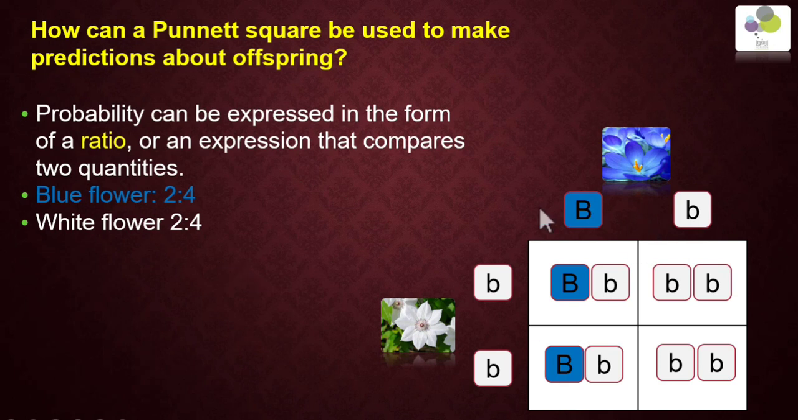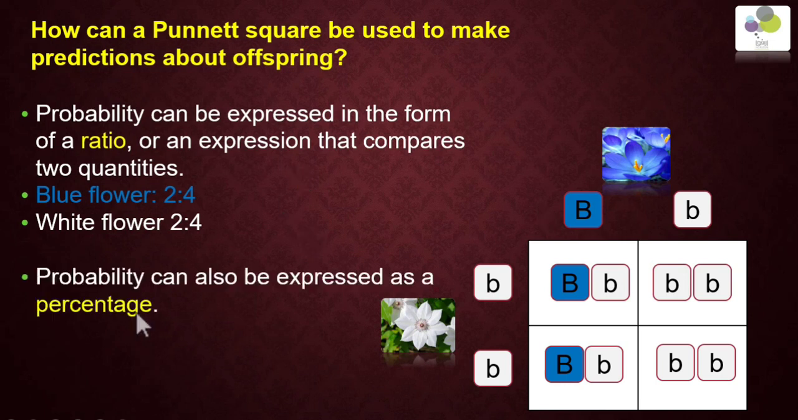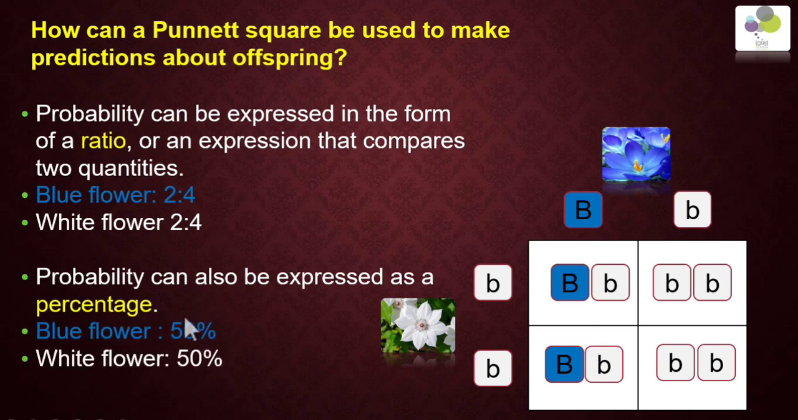What if we are talking about the probability in the form of percentage? How many percent of blue flowers are there in this given cross? Simply, we can find it is 50-50. So the blue flower is 50% and the white flower is also 50%.